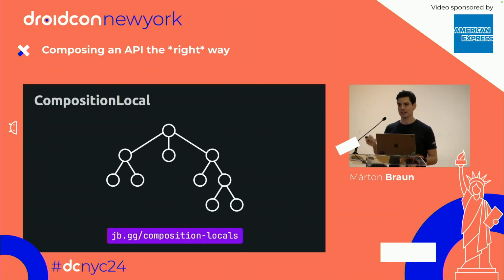Before we look at parameters, I want to look at the alternative, basically, which is going to be composition locals. I have a link here, and I'm going to have a bunch of links during the talk. I'll also have all of these collected at the end, so you don't need to grab each of them individually.